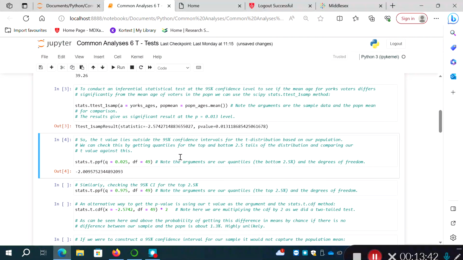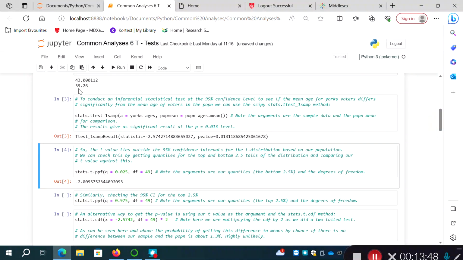What we know, and we can look at our mean scores to tell this, is that the sample mean is smaller than the population's mean, so we know that it is significantly beyond this cutoff value that was given to us by the percentage point function. It's smaller than the bottom 2.5%. We sort of knew that anyway from this, but that can be useful.